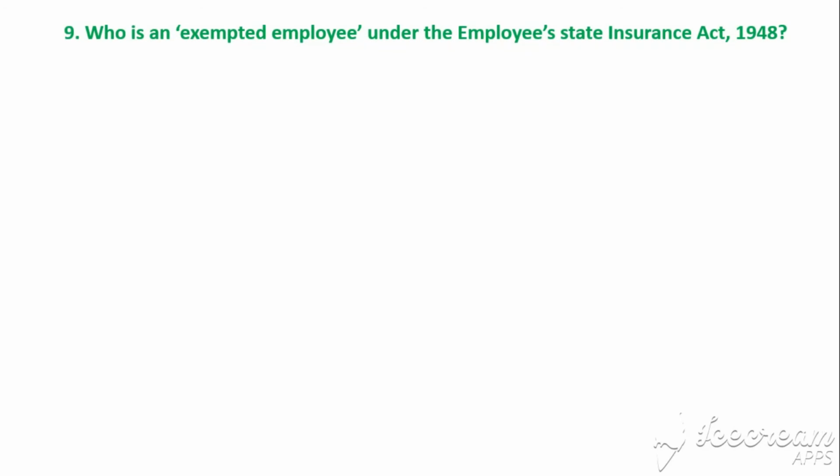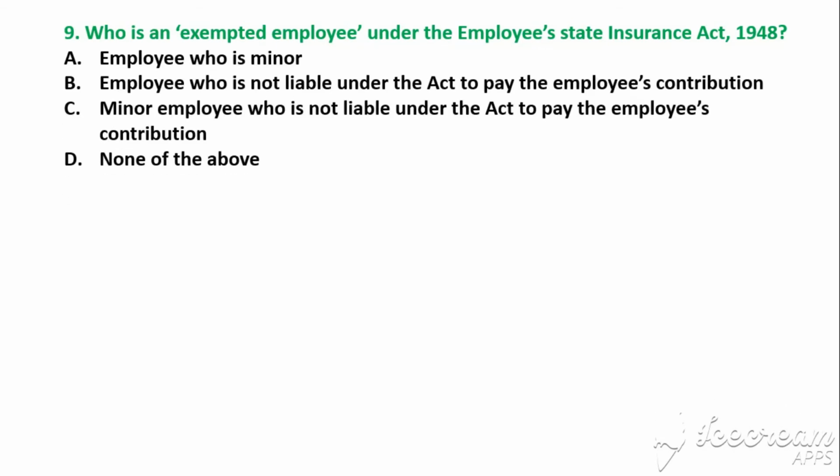Then, who is an exempted employee under the Employee State Insurance Act 1948? An exempted employee is one who is not getting the benefit out of it. Let's see the options. Employee who is a minor, employee who is not liable under the Act to pay the employee's contribution, minor employee who is not liable under the Act to pay the employee's contribution, none of the above. So, B is right. The employee who is not liable under the Act to pay the employee's contribution. Option B is right.